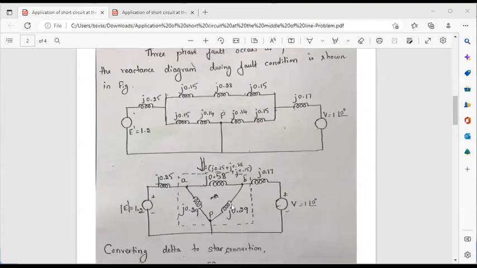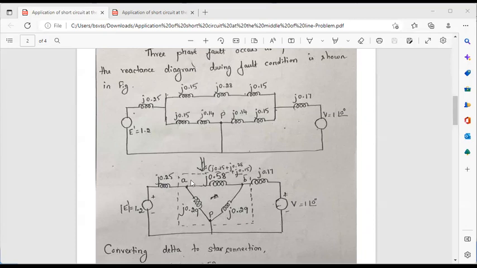Now, this circuit can be redrawn. How can the circuit be redrawn? Here, this is the common point. Here, all the three reactances are in series. If you add all the three reactances, it is J0.58. And on this side, the left-hand side of point P, we have 0.15 plus 0.14, which is 0.29. Similarly, the right-hand side of point P is again 0.29.